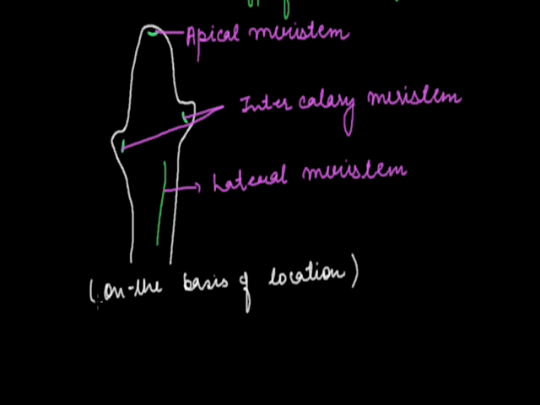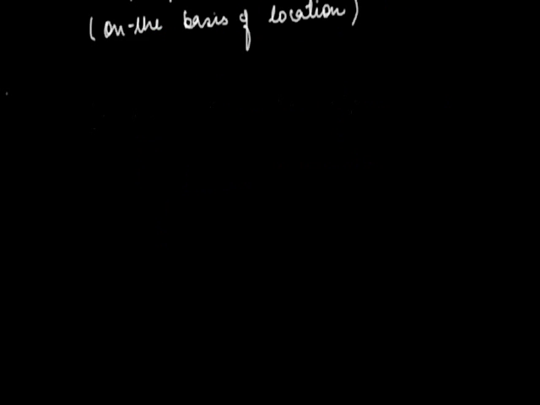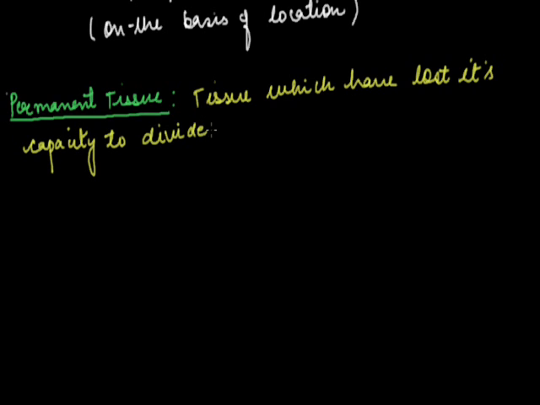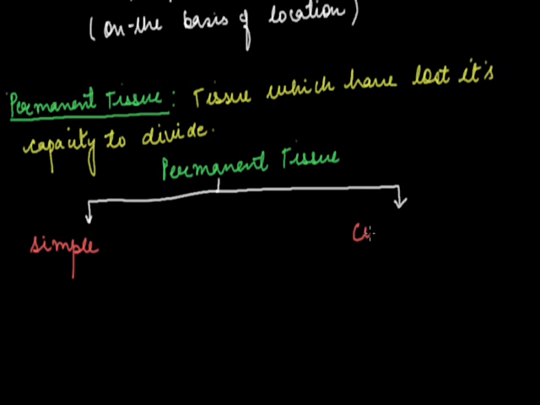Now let us continue our discussion of the permanent tissue. Permanent tissue are those plant tissue which have lost their capacity to divide. They are referred to as the permanent tissue. The permanent tissue is basically of two types, simple as well as complex.